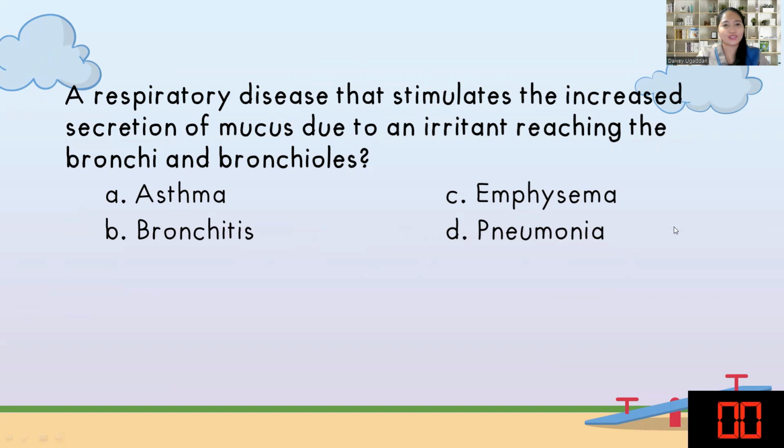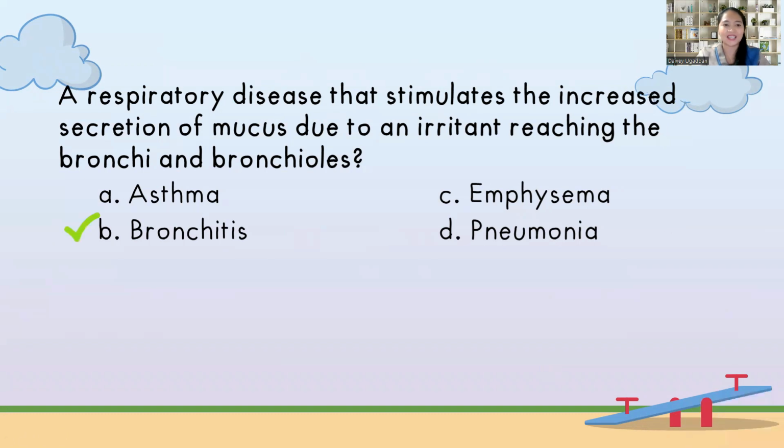Alright, the correct answer to this one is B, bronchitis. Okay, your clue words here on the question are the bronchi and bronchioles. So, the secretion of mucus in the bronchi and bronchioles is none other than bronchitis.